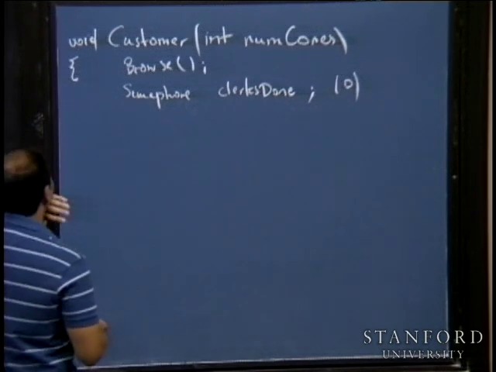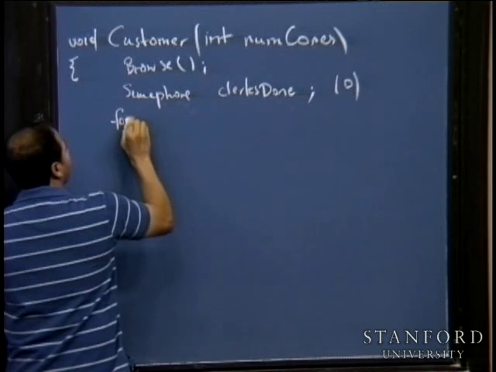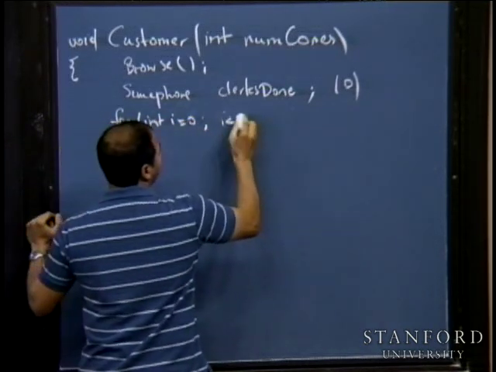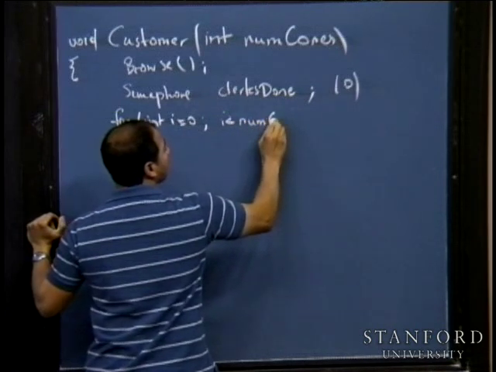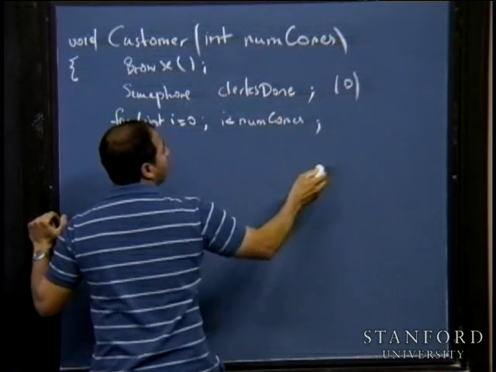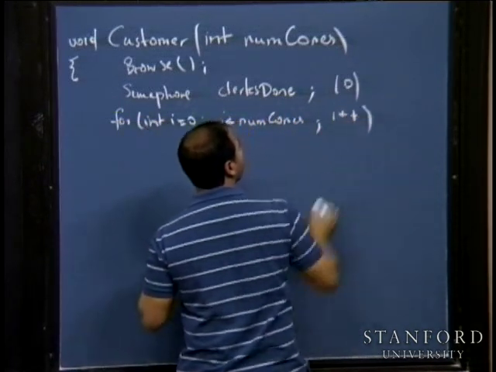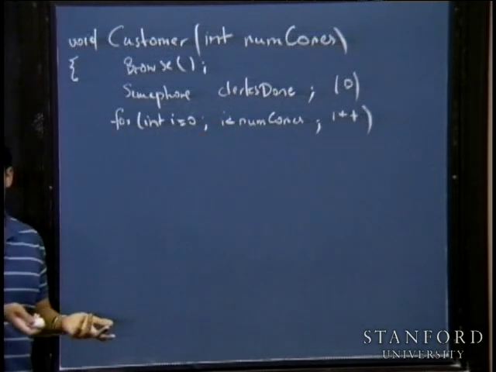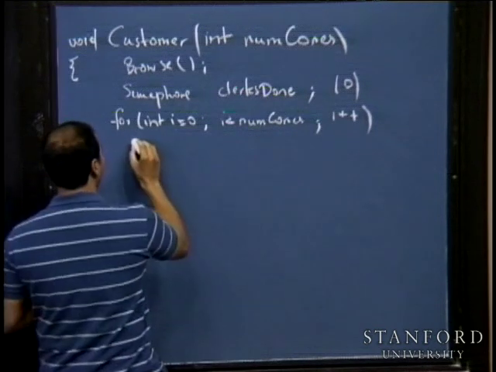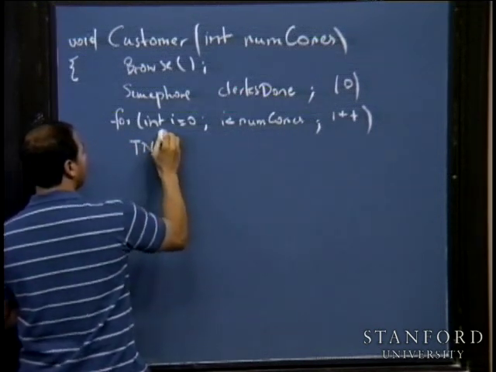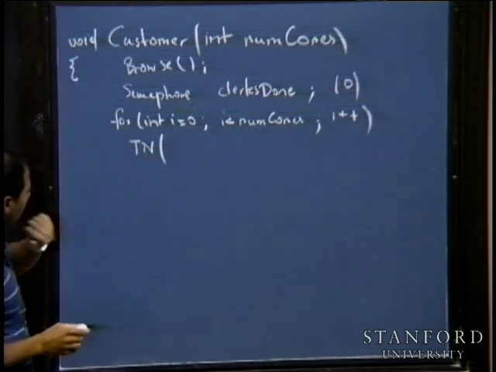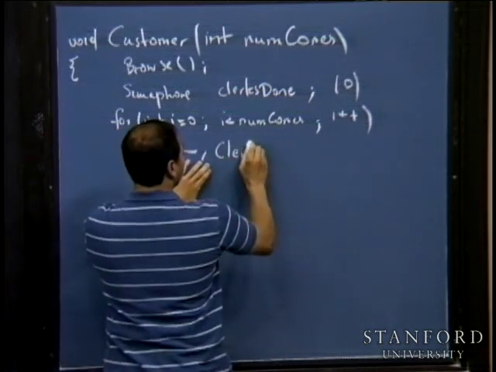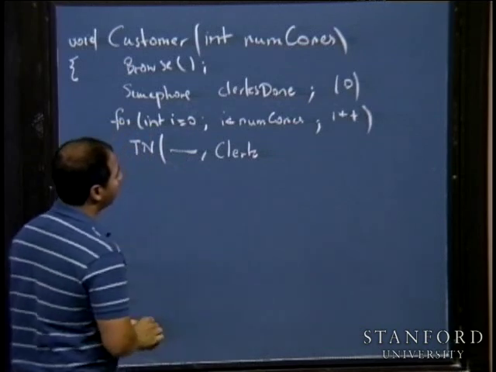And then for int i equal to 0, i less than num cones, and i++, what you want to do is basically fire each clerk for your cone. So you do a thread new, I write it tn, and then you fire a clerk, that's a debug name, the function is the clerk, right?